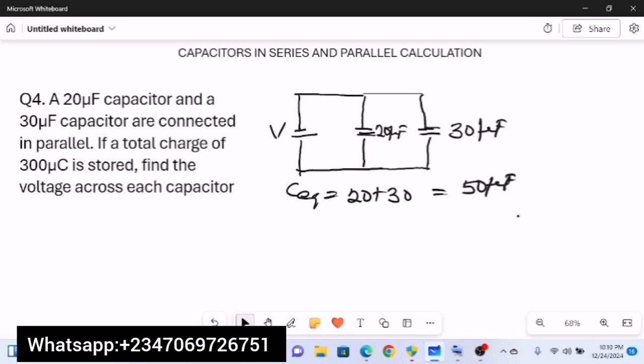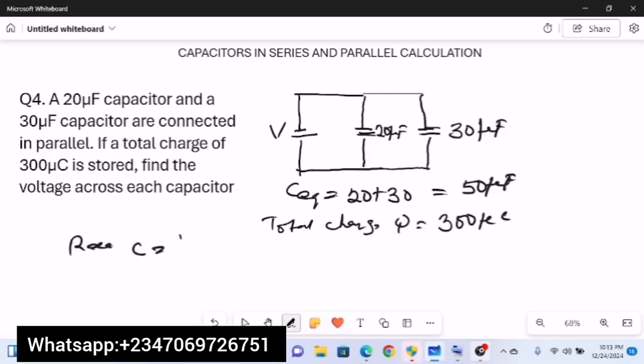But not forgetting, we are given the total charge, Q, which was given to us as 300 microcoulombs. So this is our total charge. Now all we need to do is recall the equation of a capacitor. Recall, we said capacitance is simply what? Charge per unit potential difference.